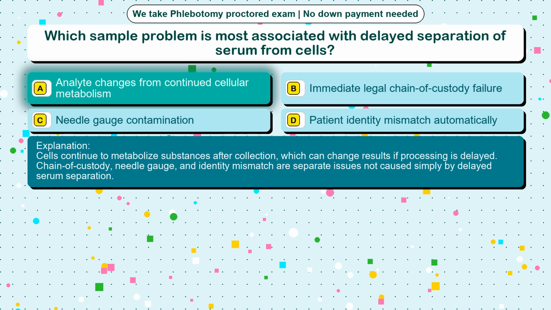Cells continue to metabolize substances after collection, which can change results if processing is delayed. Chain of custody, needle gauge, and identity mismatch are separate issues not caused simply by delayed serum separation.